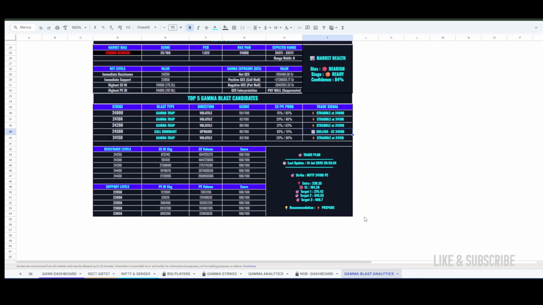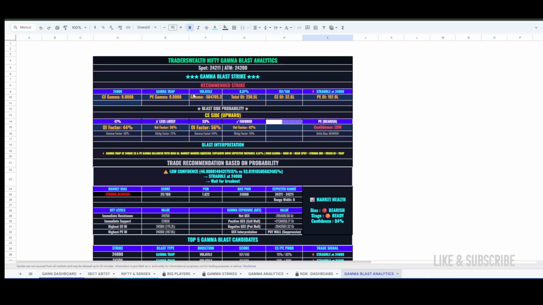So this is all about the gamma blast, and it also lets you know what the gamma percentage is, the CE gamma, the PE gamma, and what straddle you can trade, what the percentage of gamma blast is, what the recommended strike price is, and everything is given over here. So the narration is here. You can read the narration. I'll just increase the size.